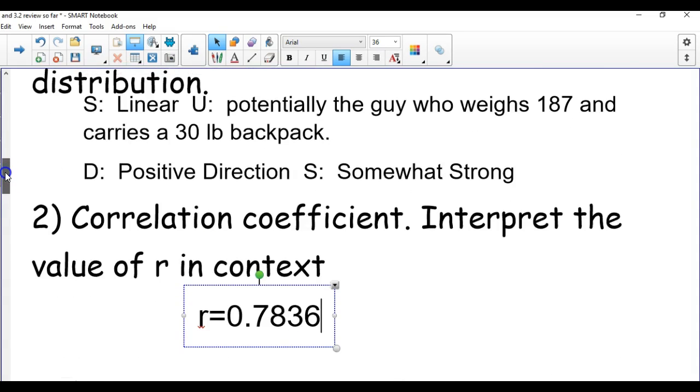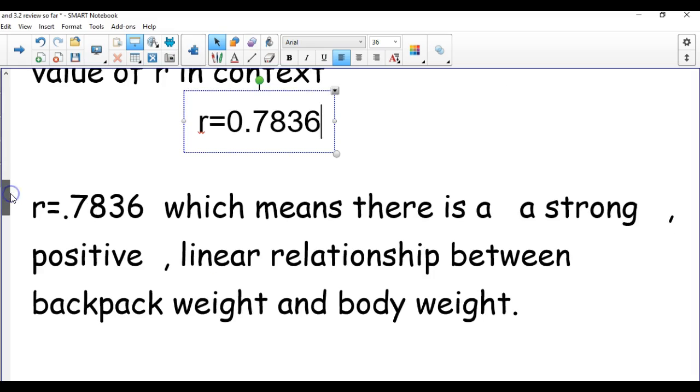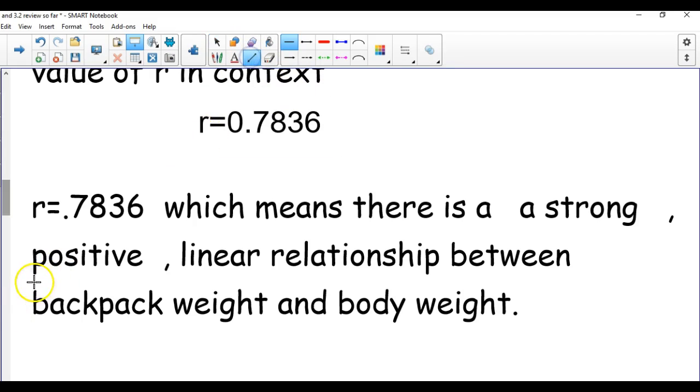And how do I interpret that now? Pause it and try to find the definition in your notes. Practice writing it. You should get this. 0.7836, which means there is a strong, positive, linear relationship between backpack weight and body weight. You do need to have this memorized. You want to talk about the direction, the strength, and that it's a linear relationship, because correlation is talking about the direction and strength of two variables that are in a linear relationship.